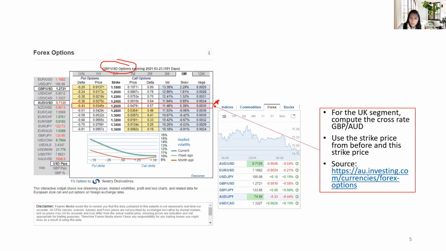Once again, this is the strike price you can use. This is the price or the premium of a put option. And this is the price or the premium of a call option, depending on what you want to do.